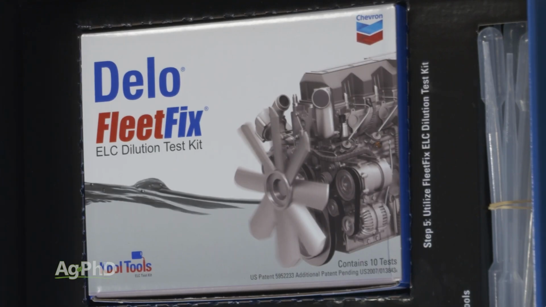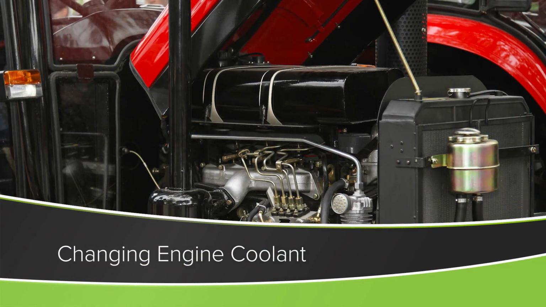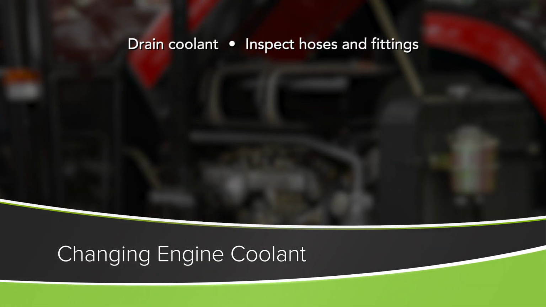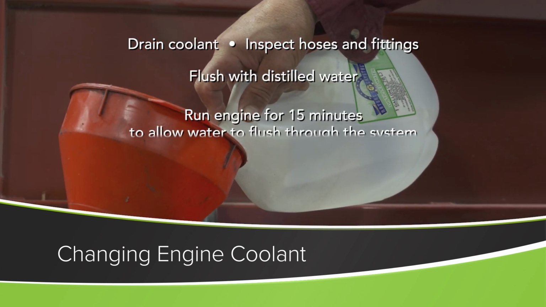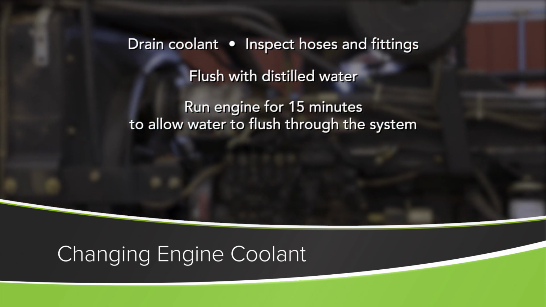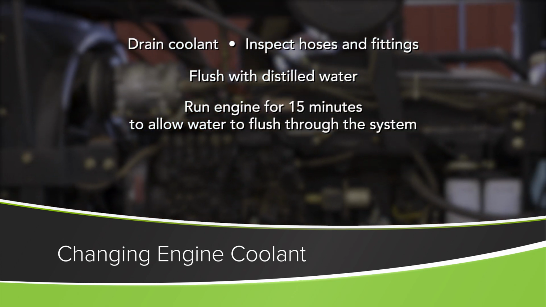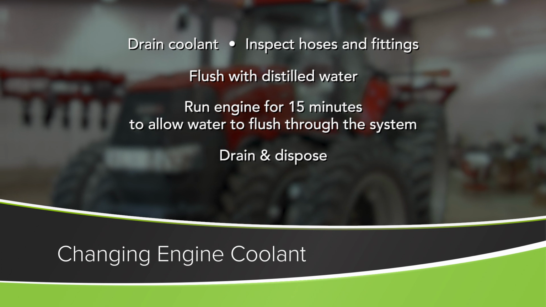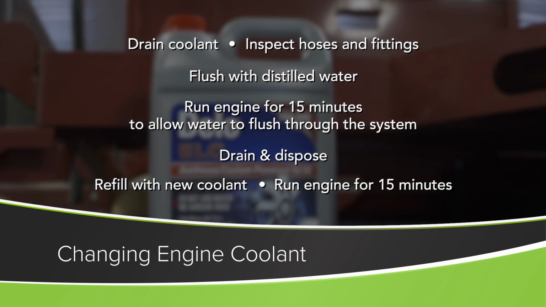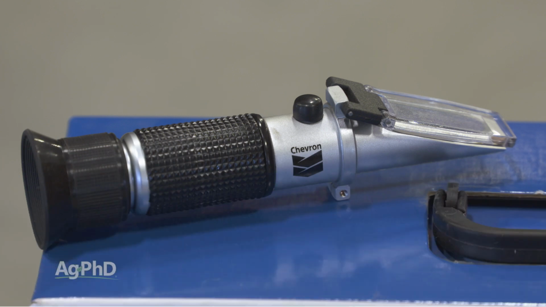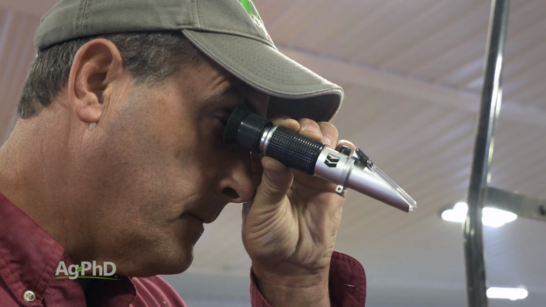If you need to change the coolant out, here's the best way to do it. First, drain the coolant and inspect all hoses and fittings. Then, flush with clean, preferably distilled water. Run your engine for about 15 minutes or so the clean water can flush through the system. Then, drain it again and properly dispose. Now you're ready to refill the cooling system with coolant. Run the engine once more to circulate the new coolant. 15 minutes should get the job done. Then, once the engine cools down, you can use the refractometer again to check and adjust the coolant system freeze point.